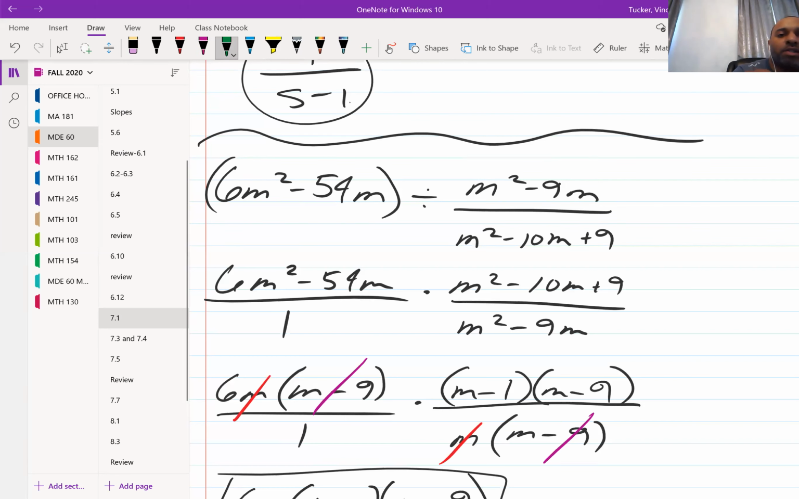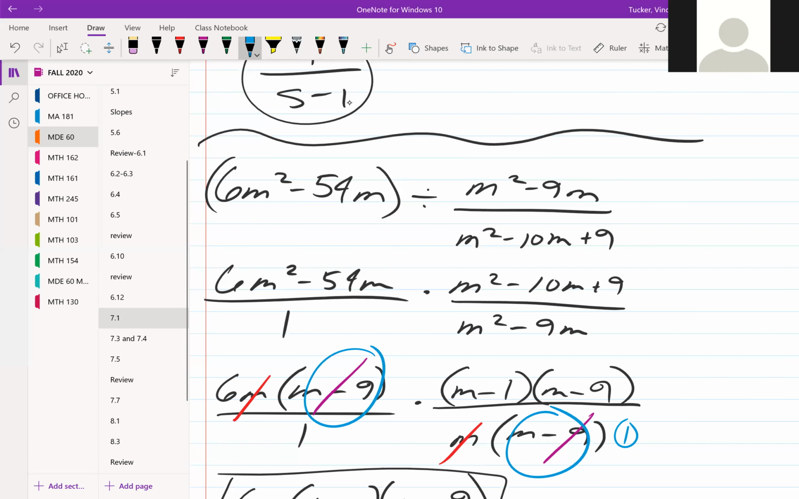And that's it. Yes, I'm listening. Would you cancel from the top or the bottom? You have to cancel out what's in common with the top and the bottom. If m minus 9 wasn't in the top and bottom, they can't cancel. Got it. Okay.